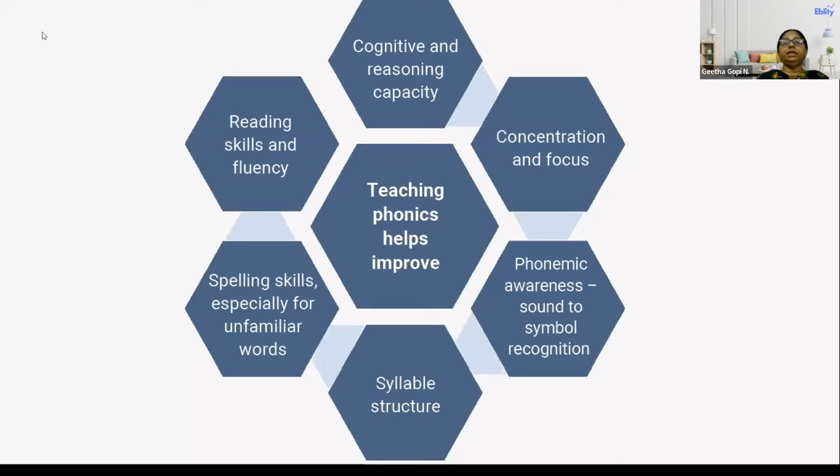It helps in building up your cognitive capacity, your reasoning capacity, because when you teach phonics and they begin to read, they begin to reason out.